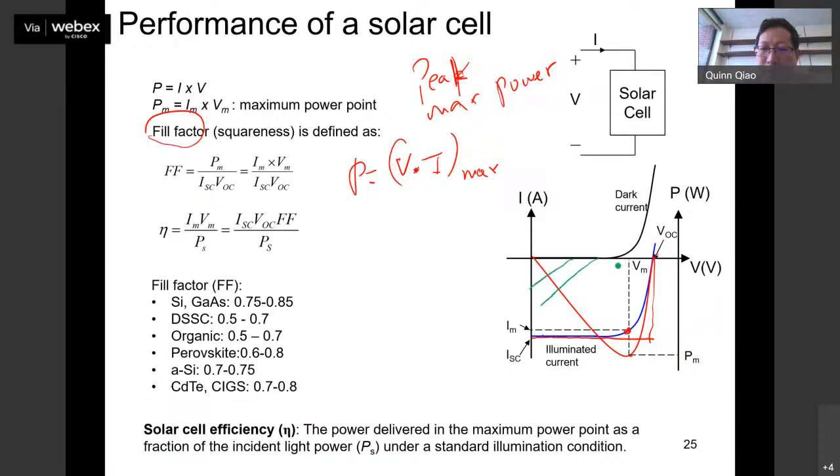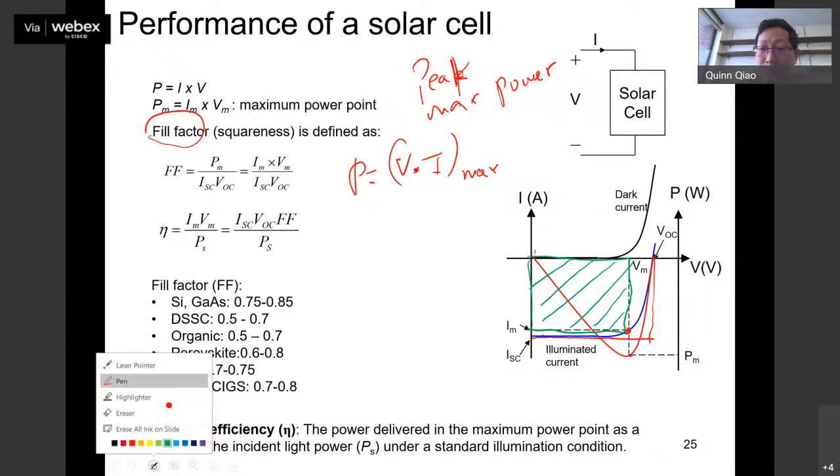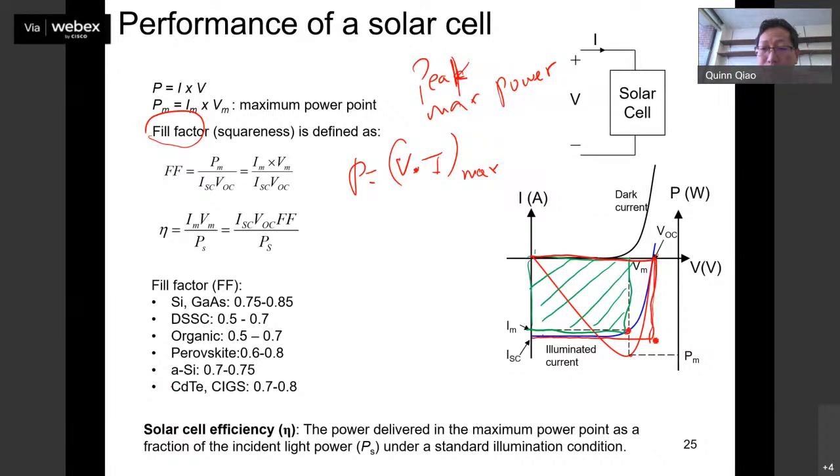Okay. You see the areas there. This one is the small rectangle. And then meanwhile, you can see the big one. This is a big rectangle, right? See the small green rectangular area divided by the big red rectangular area. That's the fill factor, okay? So the fill factor basically is what? PM divided by ISC times VOC, that's IM times VM divided by ISC times VOC, okay?